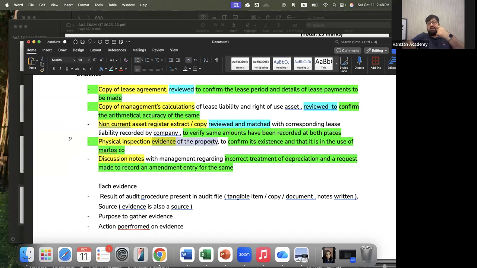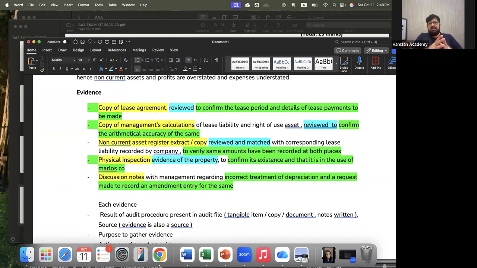Physical inspection evidence has a built-in action performed. Discussion notes with management have an automatically built-in action performed. Now the point is, it should be sufficiently detailed and relevant to the scenario. Simple as that.